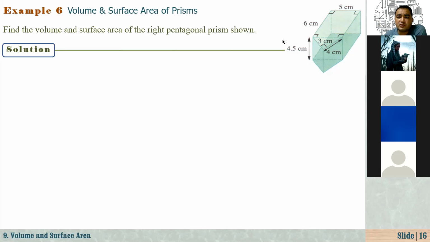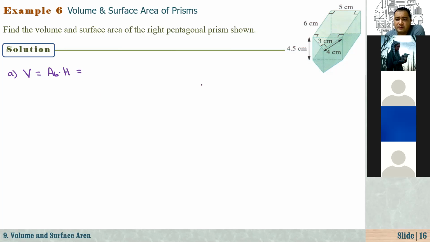So let's solve two more questions and I will finish today's class. Volume and surface area of prism. Find the volume and surface area of the right pentagonal prism. As you see here, the base is a pentagon, right? As you see here, if you just look at the base, rectangle plus triangle, they form a pentagon. So now to find the base area, right? Number one, we should find the volume, we should find the base area, and we should multiply this by height.